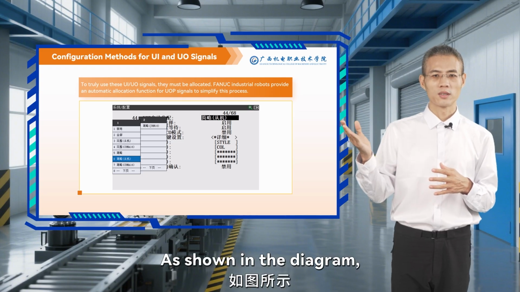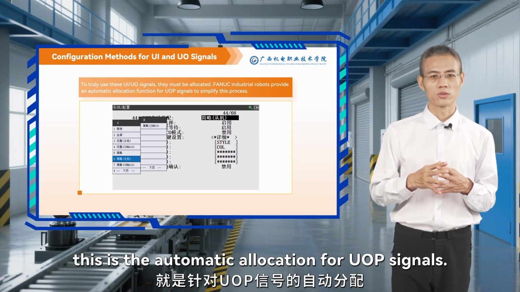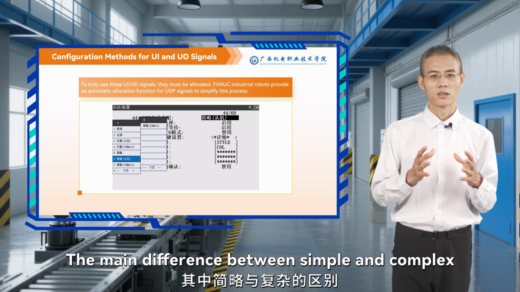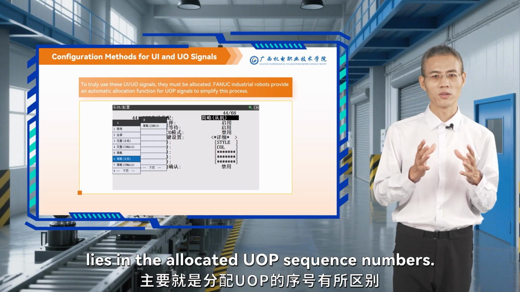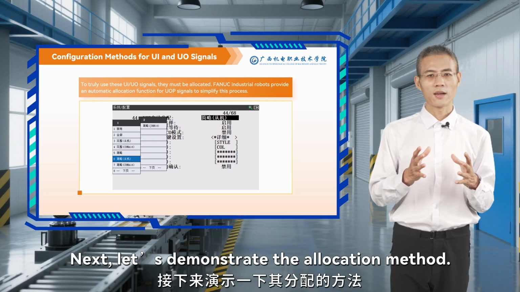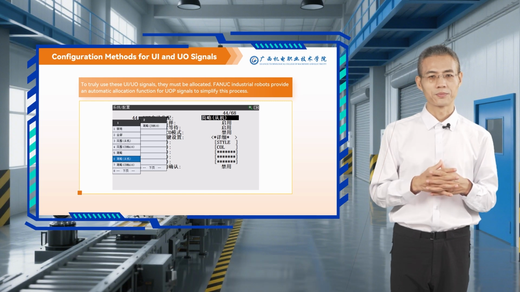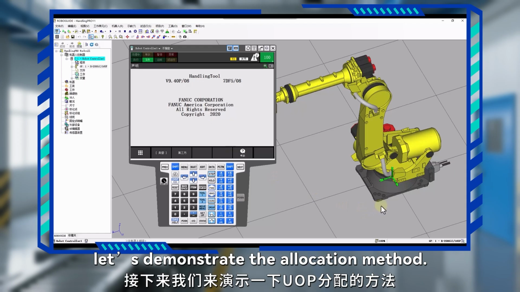As shown in the diagram, this is the automatic allocation for UOP signals. The main difference between simple and complex lies in the allocated UOP sequence numbers. Next, let's demonstrate the allocation method.